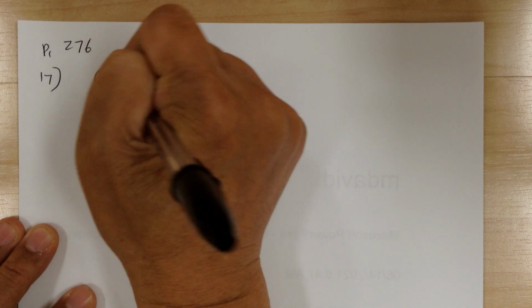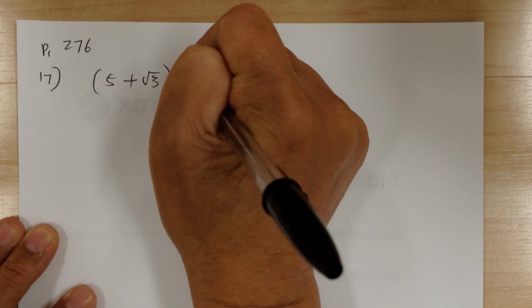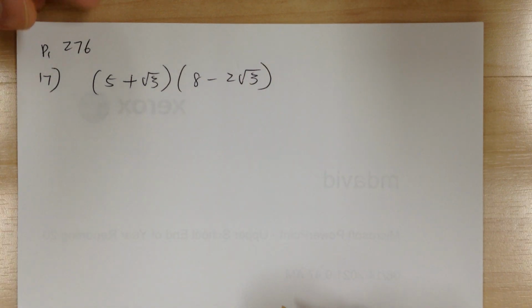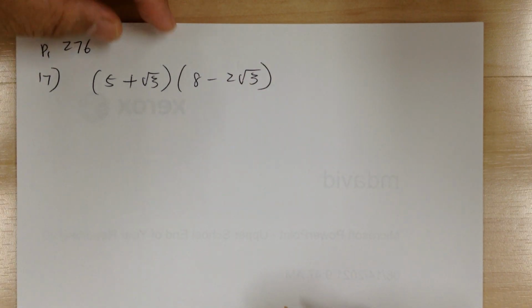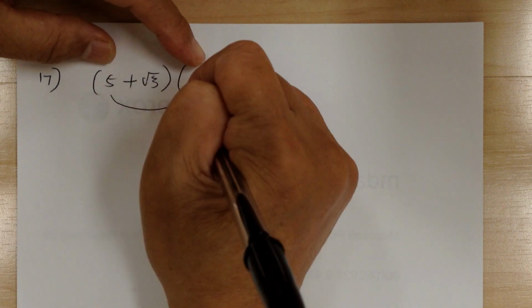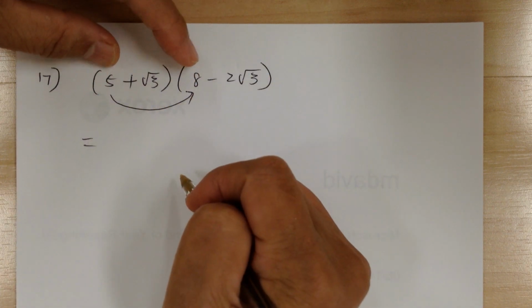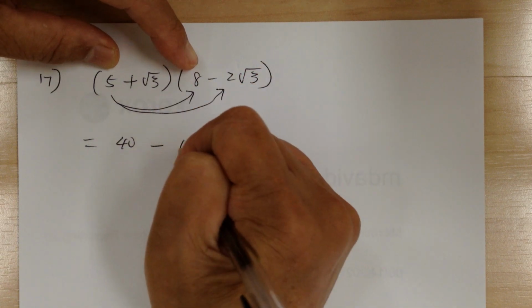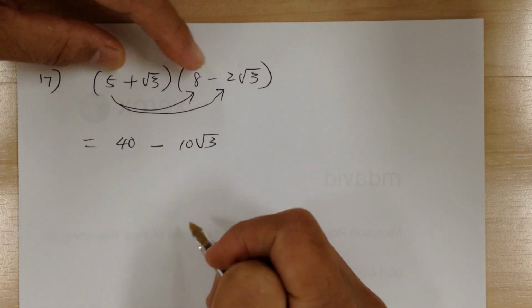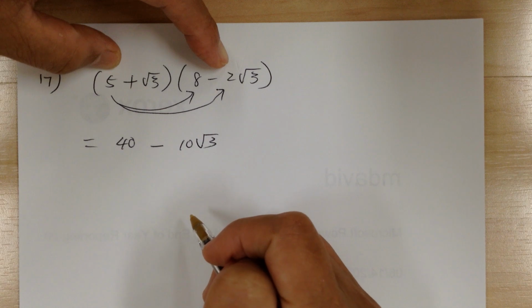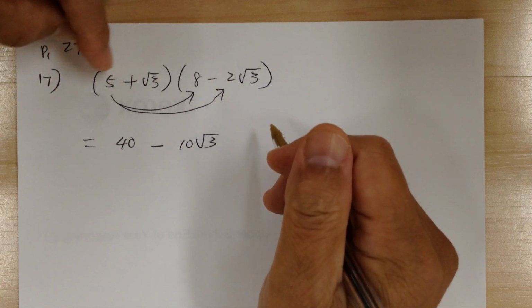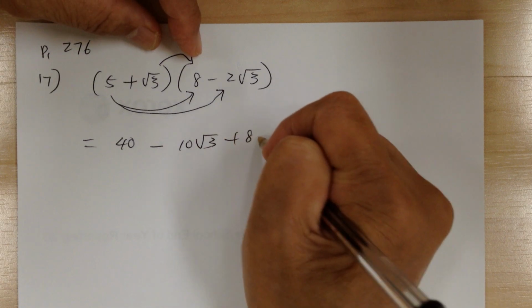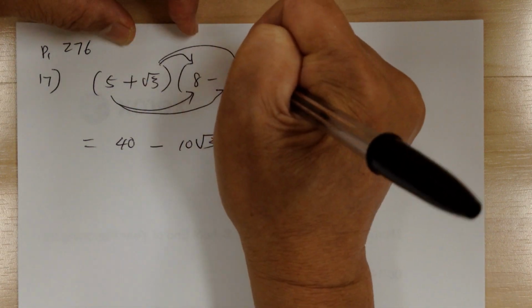Okay, you have 5 plus square root of 3 times 8 minus 2 square root of 3. So this is just a regular multiplication, so you're going to distribute. 5 times 8 is 40, and you times that, so it'll be minus 10 square root of 3. Again, you multiply the integer with the integer. Then once you're done with the first term, you do the next term. So this will give you plus 8 square root of 3.